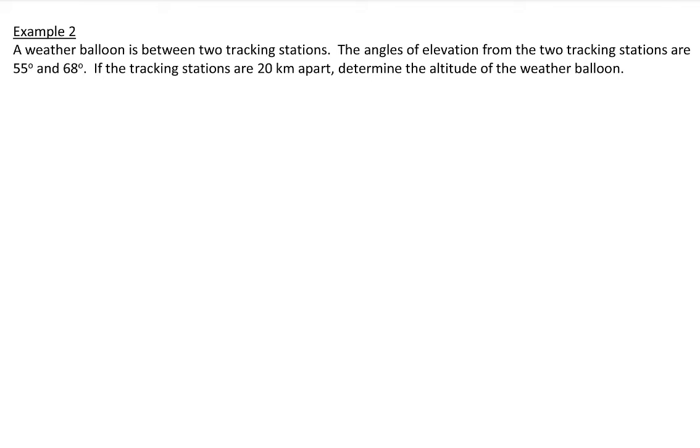Example 2. A weather balloon is between two tracking stations. The angles of elevation from the two tracking stations are 55 and 68. If the tracking stations are 20 kilometers apart, determine the altitude of the weather balloon. So there are two ways to draw this, but here's one way to solve the problem.